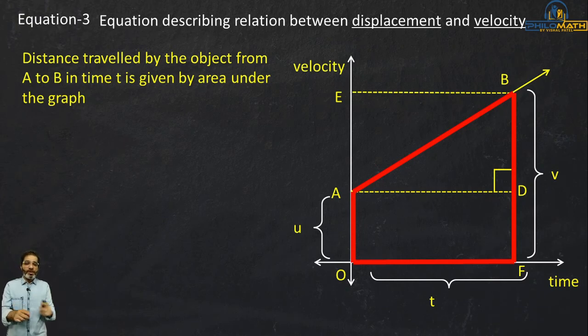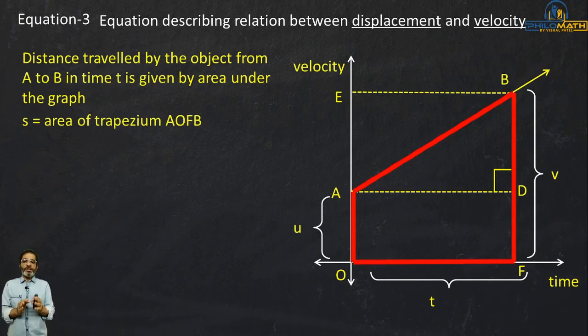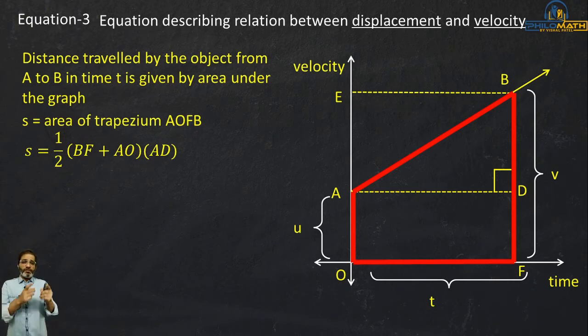Now if you see the figure very properly, AO and BF are parallel, so this is nothing but a trapezium. So I will say S equals area of trapezium AOFB. Now I hope all of you know the formula for area of trapezium. Let me write it down. S equals half of, the formula for area of trapezium is half the sum of the parallel sides. If you see the figure carefully, students, BF and AO are the parallel sides, and AD is the height. Now let me substitute the values.